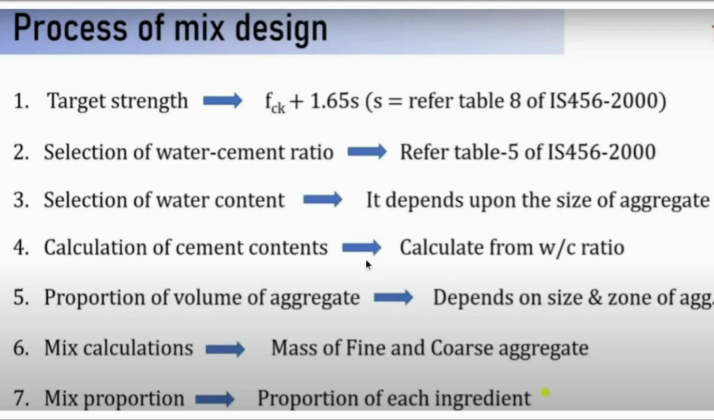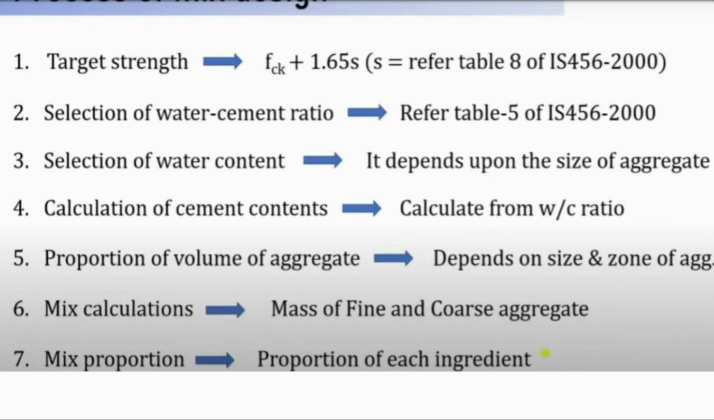Number two, we select the water cement ratio and water content from the code. For water cement ratio, we use table number 5, and for water content, we use the size of the aggregate. For different sizes of aggregate, water content is different. For example, for 20 mm size of aggregate, water content is taken as 186 liters, which is given in the IS code. So these three are already given. No calculations are done in the three steps. That is, target mean strength is calculated, water cement ratio is selected from the code, and water content is also selected. Then number four, cement content.